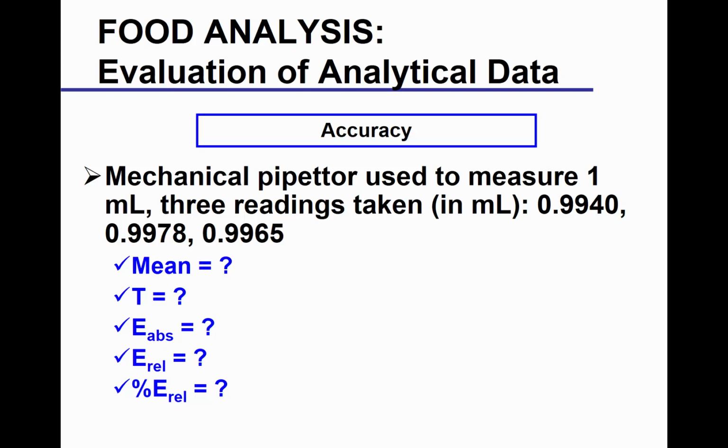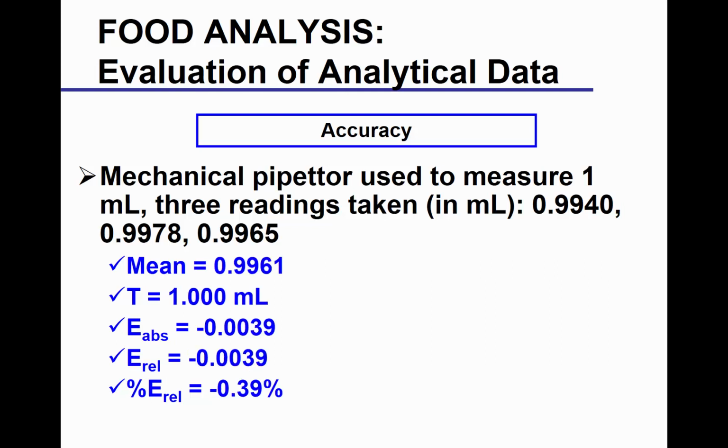Anybody with values? Seems like Monica might have some values. You do? Okay. So the mean is 0.9961, right? And the true mean is 1. And so the absolute error would be negative 0.0039. And then that would be the same for the relative error. And then the percent relative error would be 0.39%. Yep. There you go. All right, good practice.